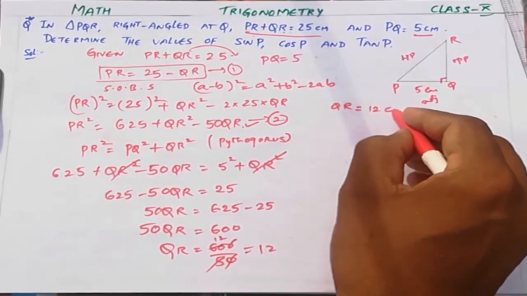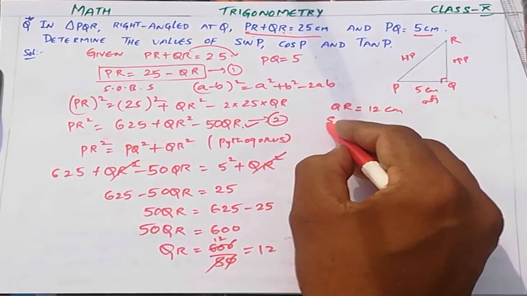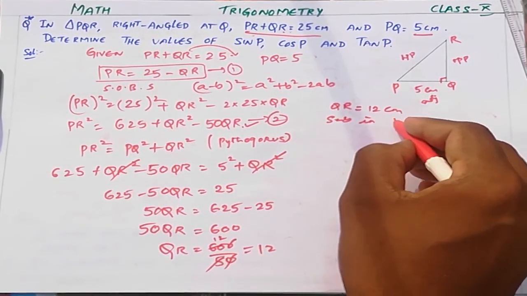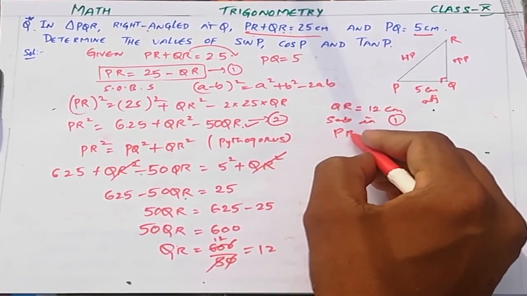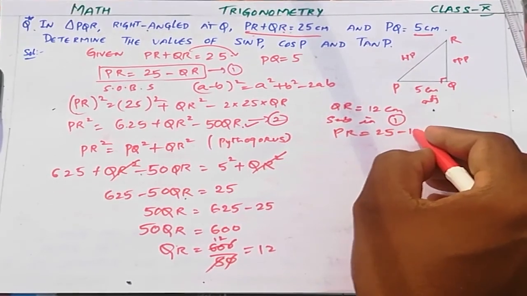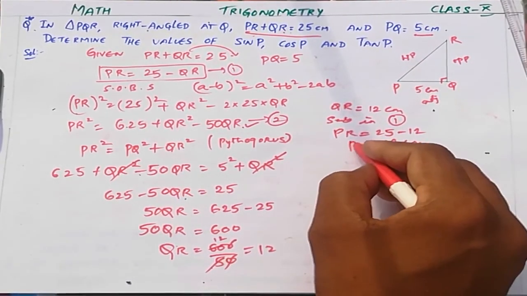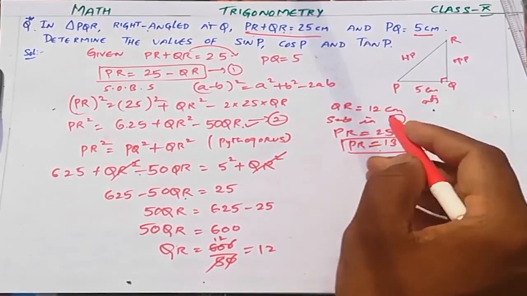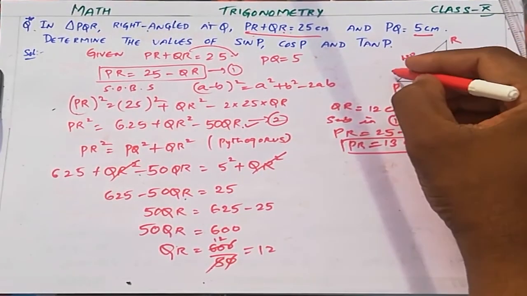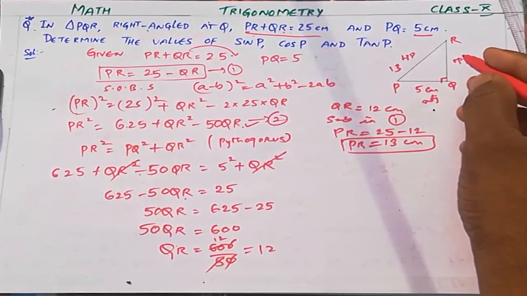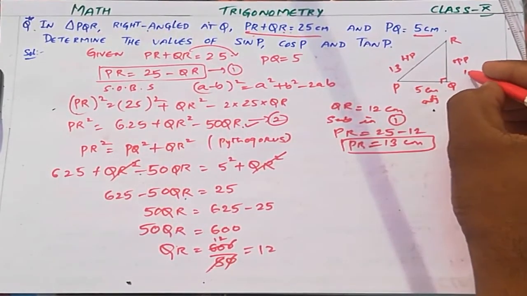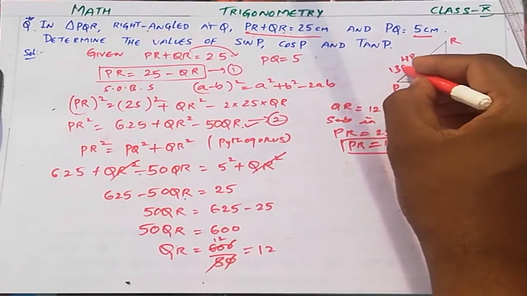This value we will substitute in the first equation. Substitute in equation 1. So PR equal to 25 minus QR value 12. So 25 minus 12 is 13. So PR equal to 13 centimeters. We got the sides now, all the three sides: hypotenuse we got as 13, opposite we got as 12, QR, 12 centimeters. Now we can apply the angles.